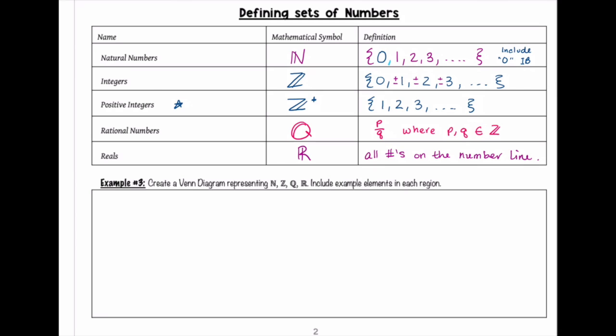Example 3. Create a Venn diagram representing the natural numbers, integers, rationals, and reals. Include example elements in each region. All right, so let's start with the innermost set. I'm thinking of when I learned to count. When I learned to count, I learned the natural numbers first, dealing with 0, 1, 2, and so forth.